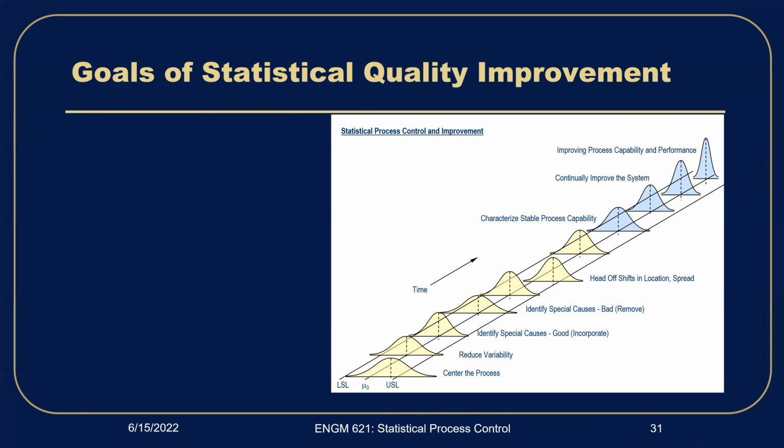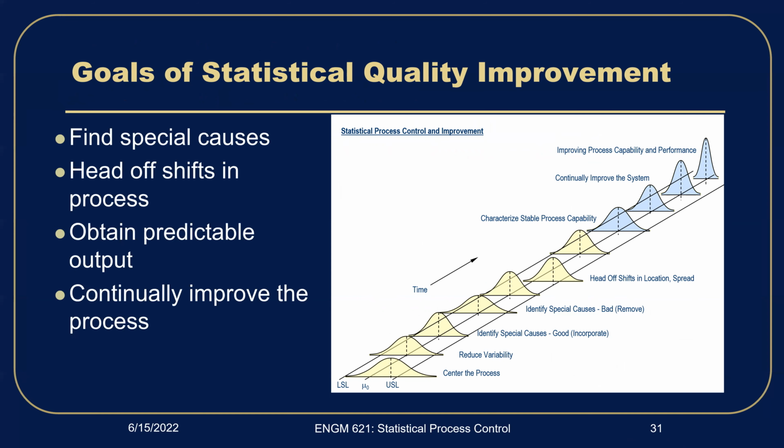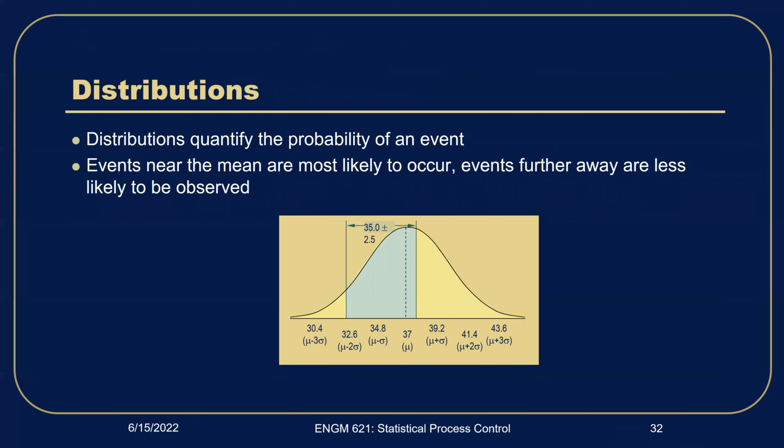Probability distribution can help us describe, predict, and improve the quality of a process through a series of actions: find the special causes, head off shifts in the process, obtain predictable output, and continuously improve the process. So what should we know about distributions? What do we do, and why do we care about distributions? Distributions quantify the probability of an event.